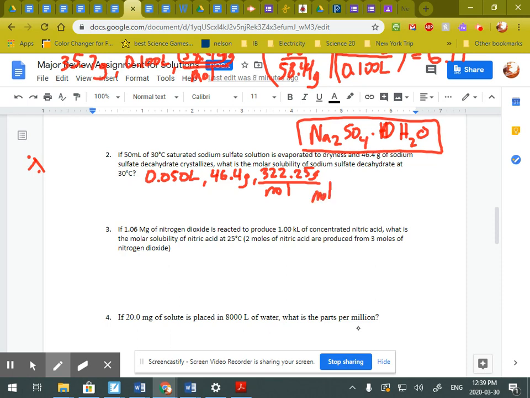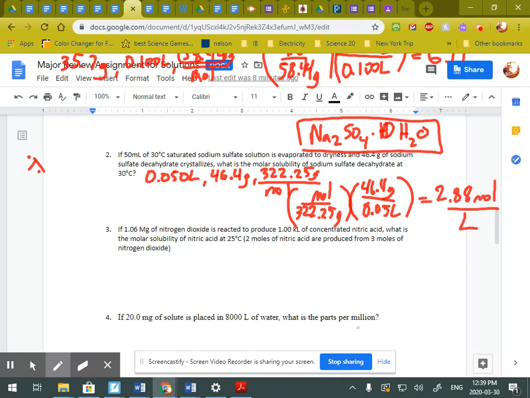Flip the molar mass. Okay, grams on top, 46.4 grams over 0.05 liters. Okay, 46.4 divided by 322.25 times 0.05, and I get the 3 sig figs, 2.88 moles per liter. Okay. All right, reading with this.